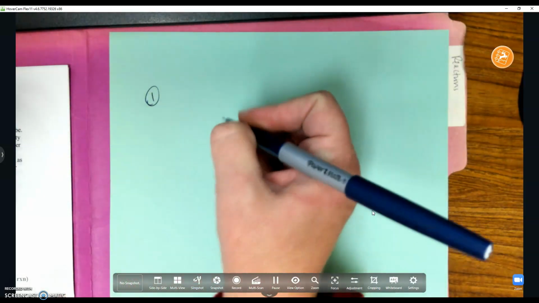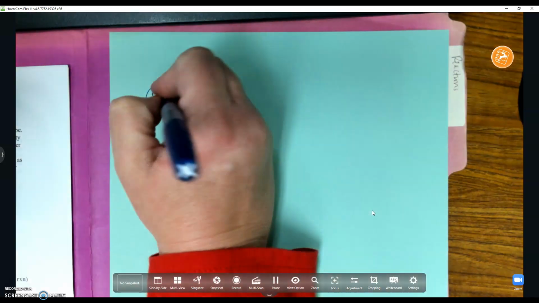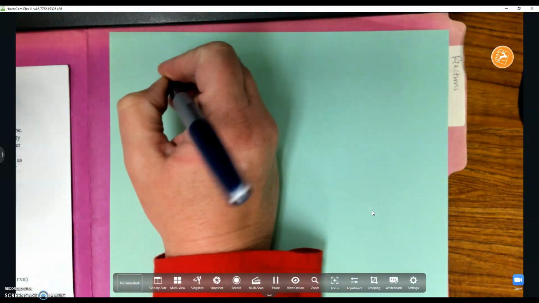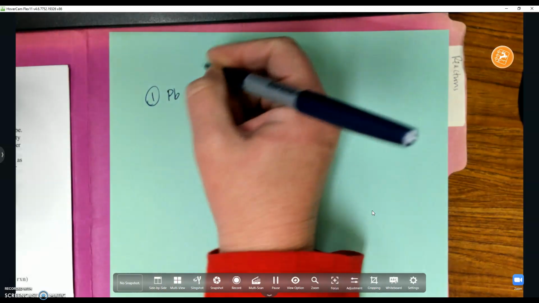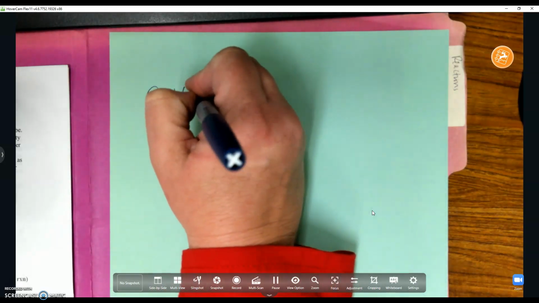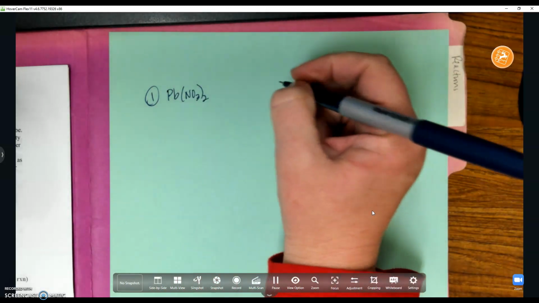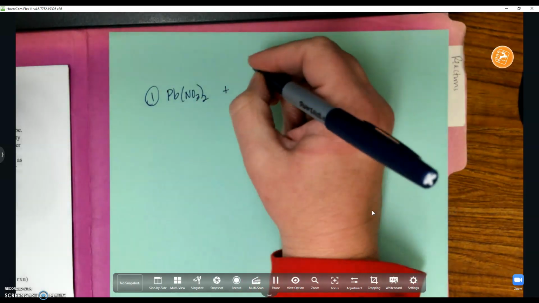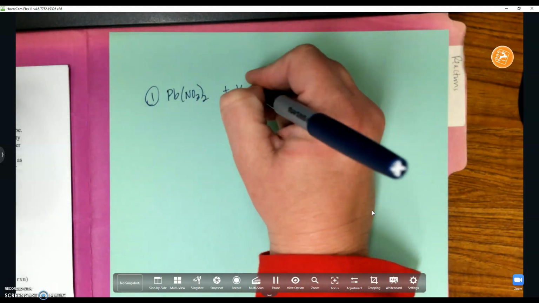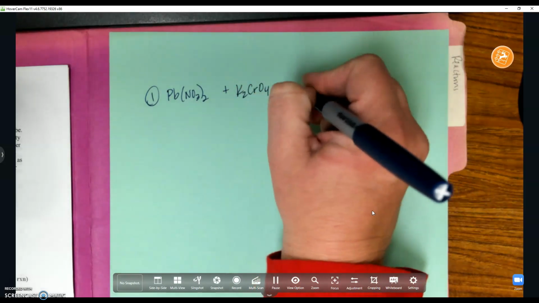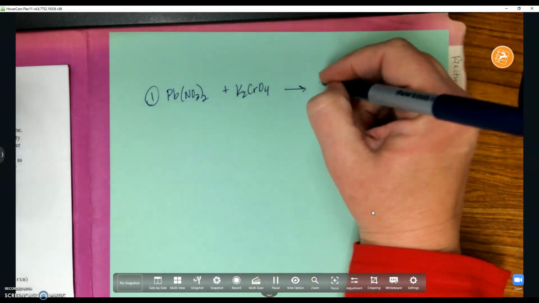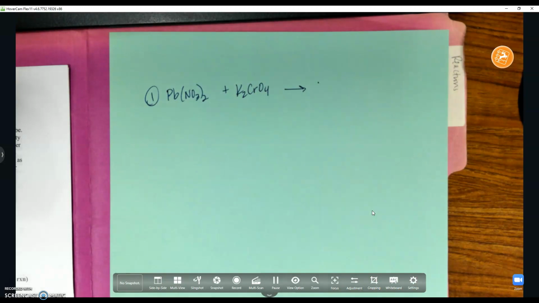All right, so the first one we'll do, we have Pb, or lead nitrate, specifically lead 2 nitrate, plus potassium chromate. Okay, and that's going to form, sorry, let's not do what it's going to form.